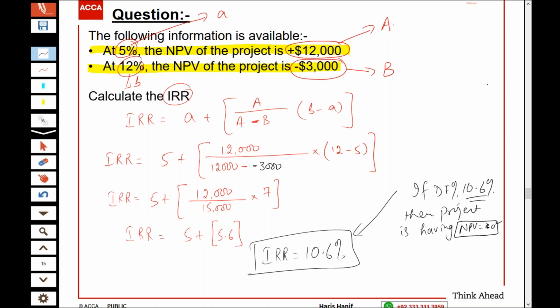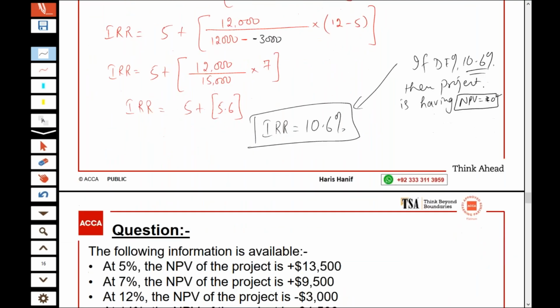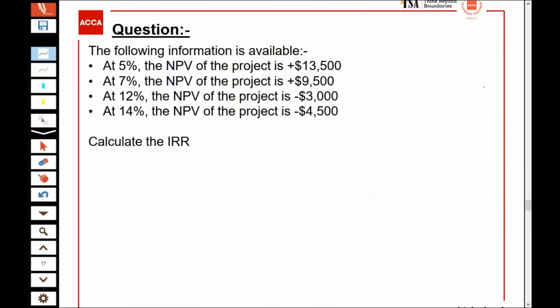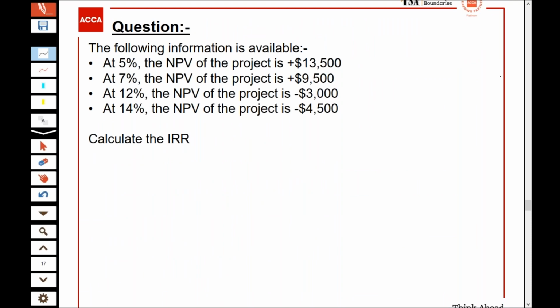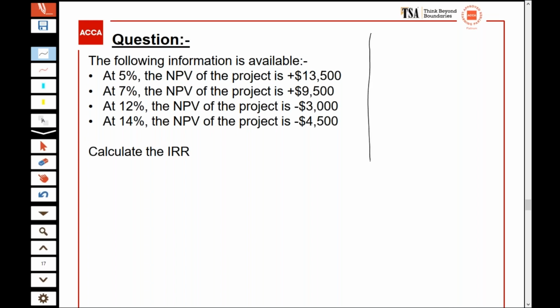Okay, let's now turn to the next page. The next question is, when you have got four different NPVs and four different discount rates, how do we select the high and the lower? It's not the high-low method traditionally. We have to go to the zero. I'm giving you a very simple example here. At 7%, the NPV is 9,500.